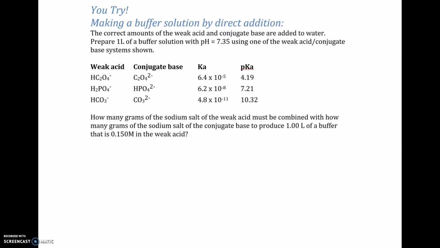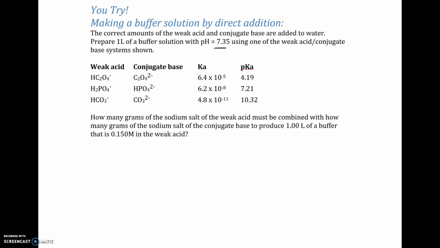So we've got one for you to try, and so again, we're going to prepare 1 liter of a buffer solution. Our desired pH is 7.35, so you're going to have to choose a conjugate acid-base system from this list of 3. And then we're using, this time, the sodium salt. So that's going to be a little bit different as far as molar mass goes. So why don't you pause the video, give this a try, pretty similar to the last one, and then we'll quickly walk through this.